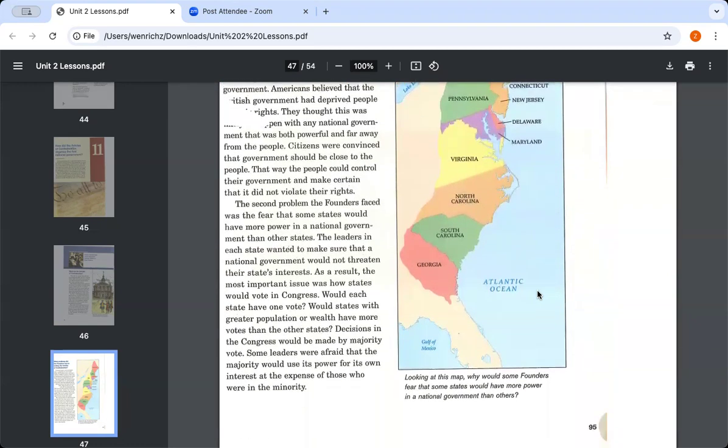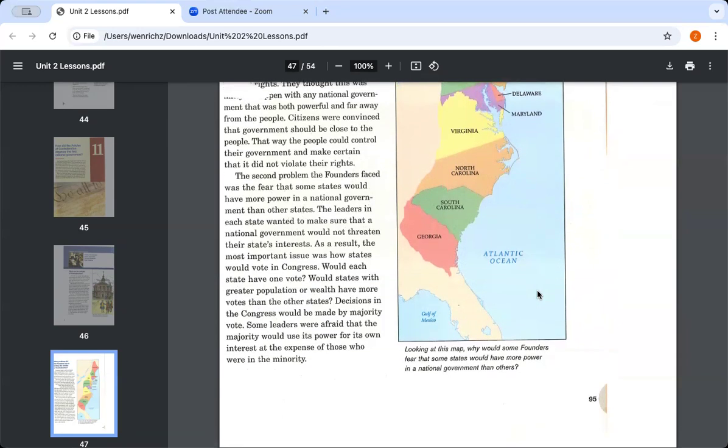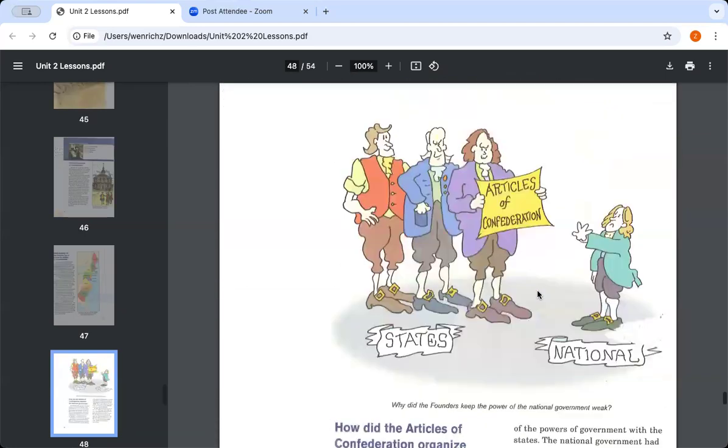The second problem the founders faced was the fear that some states would have more power in a national government than other states. The leaders in each state wanted to make sure that a national government would not threaten their state's interests. As a result, the most important issue was how states would vote in Congress. Would each state have one vote? Would states with greater population or wealth have more votes than the other states? Decisions in the Congress would be made by majority vote. Some leaders were afraid that the majority would use its power for its own interest at the expense of those who were in the minority.